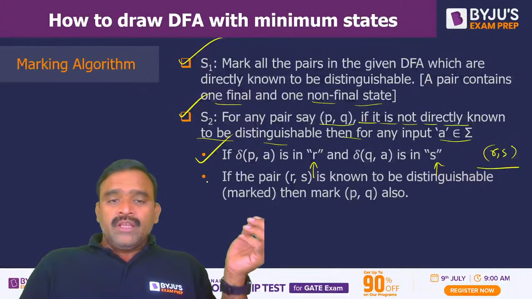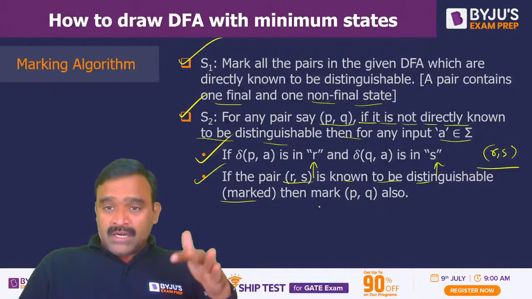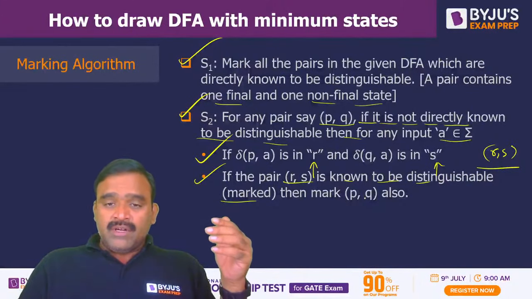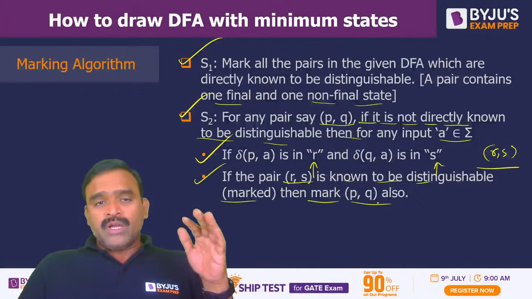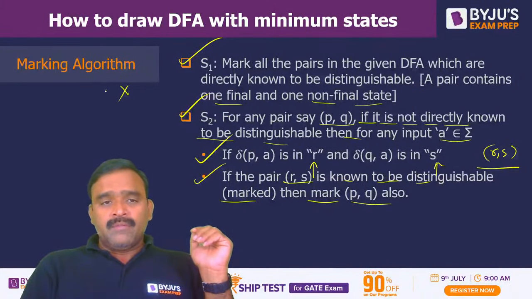So if the pair RS is known to be distinguishable, then mark it. Distinguishable means marked, they are not equivalent. Then we can mark P comma Q also. Marking is nothing but a cross mark saying that they are not equivalent. The pair P and Q cross marked means it is not equivalent.